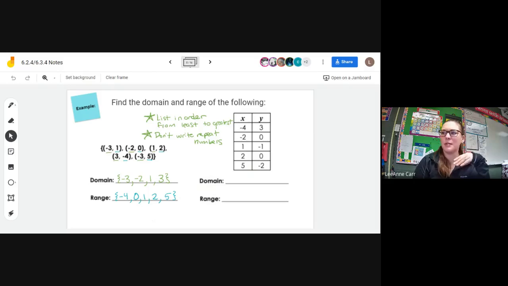Yeah, definitely we go from smallest to biggest: -4, -2, 1, 2, and 5, all in order. Have I repeated any numbers in this list? Nope. So I am literally just going to write as is. I don't have to even change anything here. How cool is that?